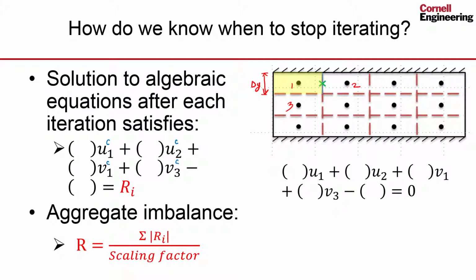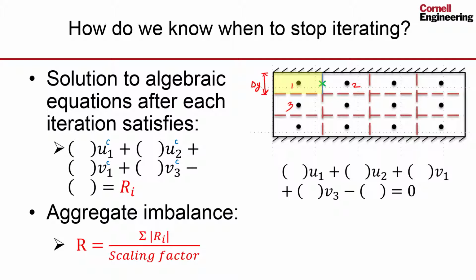Let's focus on the numerator first. What I'm doing here is I'm taking the absolute value of the mass residual for each cell and I'm adding it all up. So I'm going to each cell and I'm taking the absolute value of the mass residual and then adding it all up. And I'm taking the absolute value because whether this residual is positive or negative, it's an error. It's a mass imbalance.